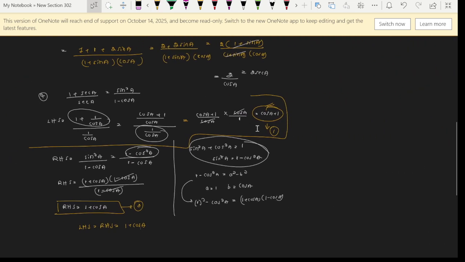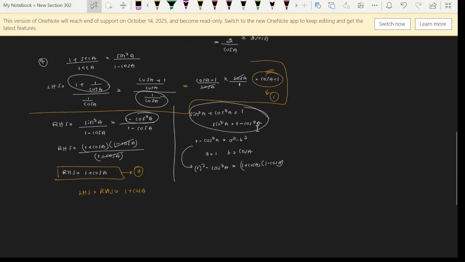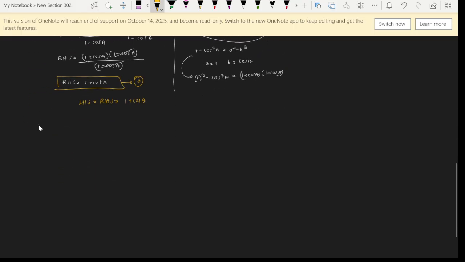Sometimes we directly get the RHS, but in some problems we have to solve both LHS and RHS in a proper way. Okay, let's take one more, the fifth one. Again, this is a bit lengthy one, so let me directly take the sixth one.